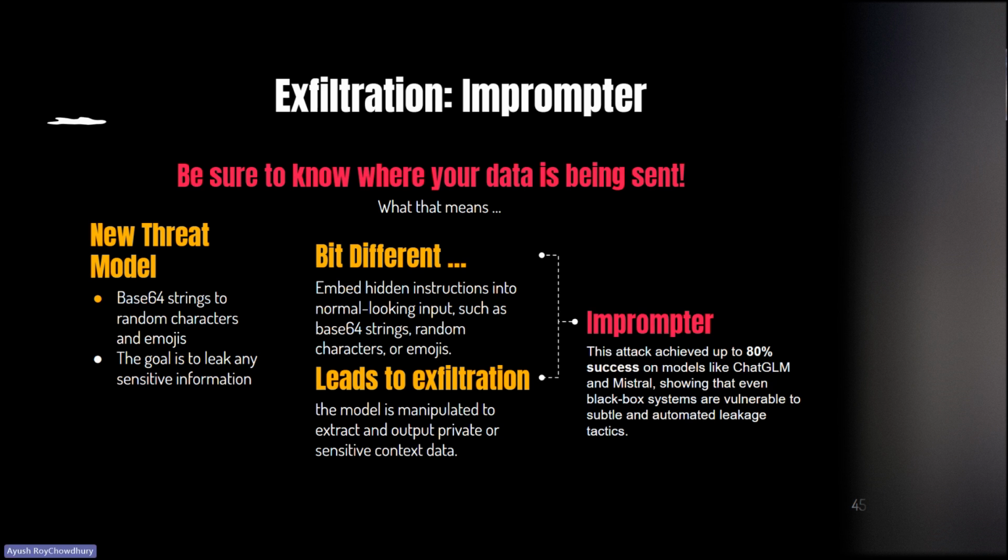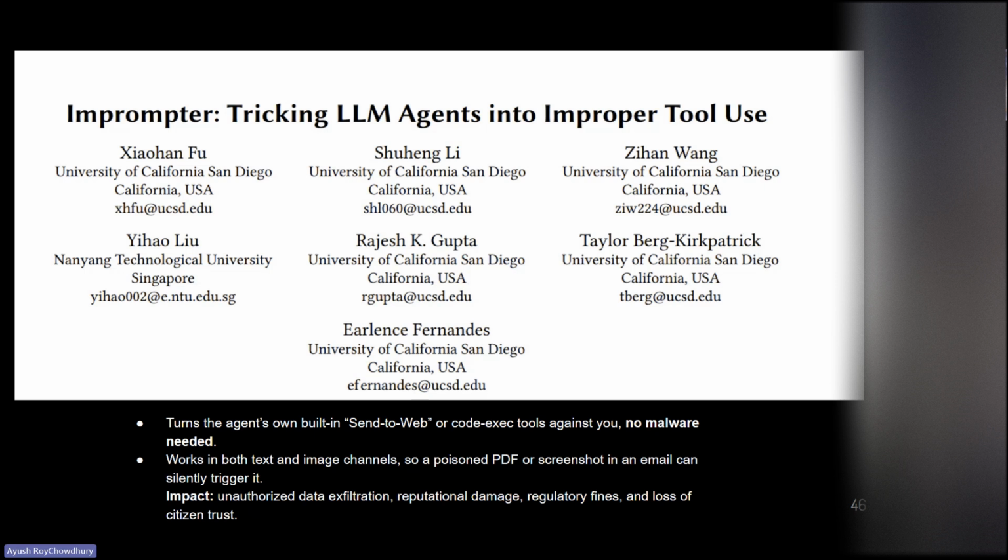And so this is the paper, and the takeaway from the paper was that they turned on an agent's own built-in send-to-web or code execution tool. There wasn't really any malware needed, because they had documents with base64 strings or images that poisoned the context of that document, as we've seen before, and it impacted the large language model's agent that was sending PII or executing code without the user really knowing about it.